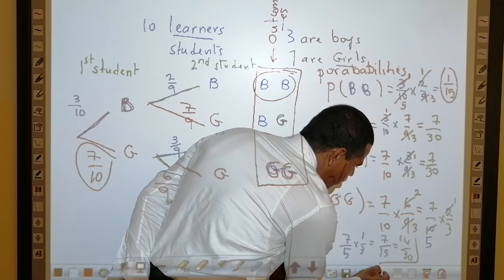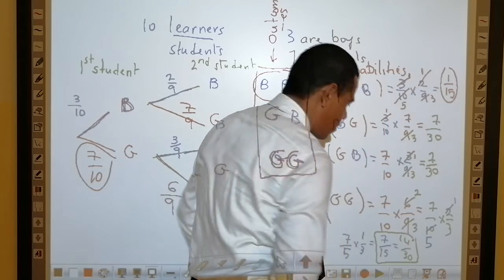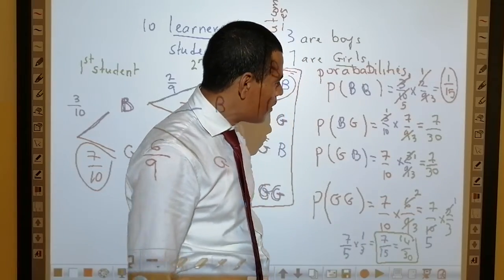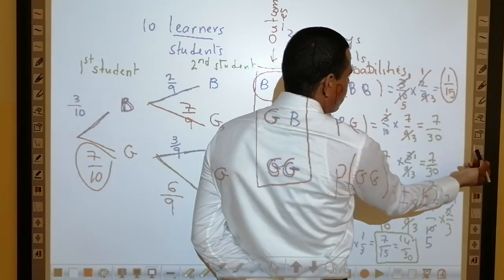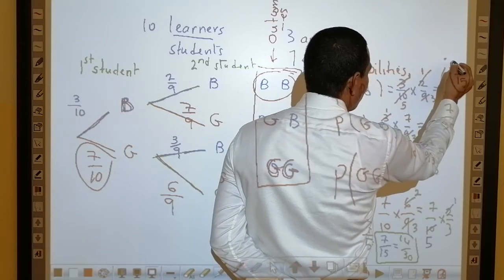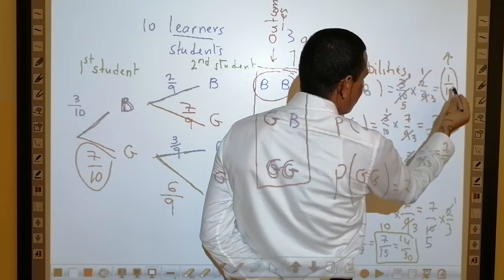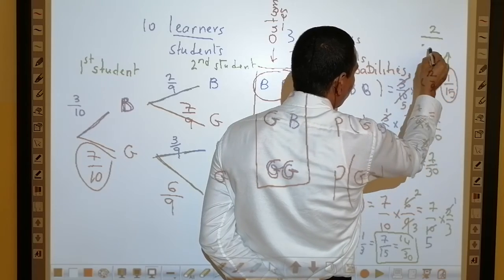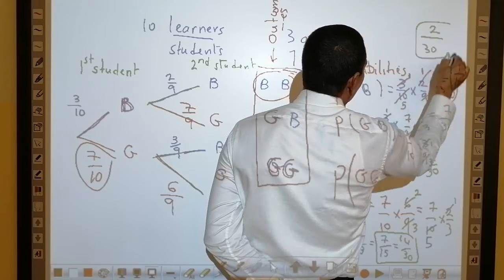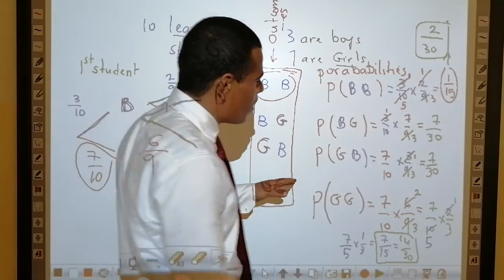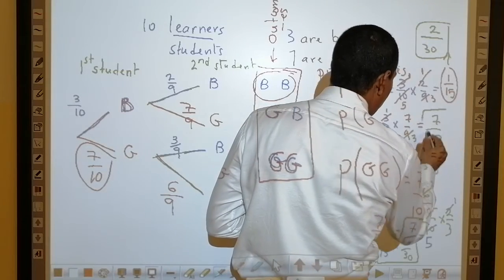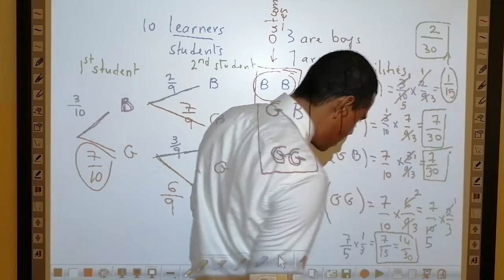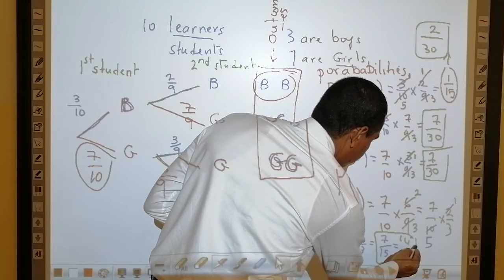If you would like to, this is an equivalent fraction: multiply this by 2, and this by 2. And this one, 1 over 15, you can also write as 1 multiplied by 2 is 2, 15 multiplied by 2 is 30. Okay? So how many do we have? We have this one, and the last one, this one.